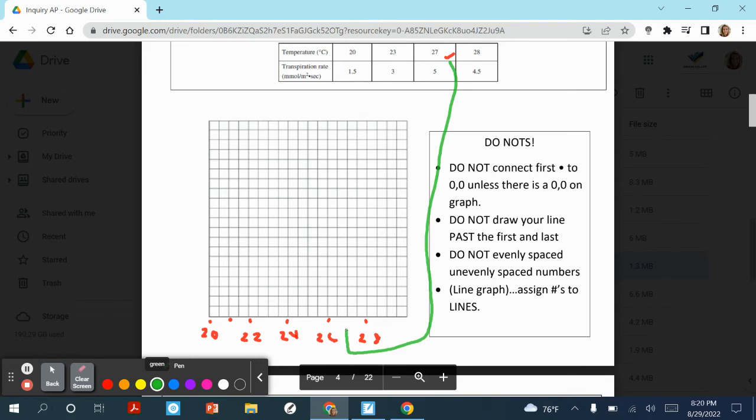So then someone reading my graph is going to know at 27 degrees Celsius, my transpiration rate is 5, okay? Also, let's go ahead and, again, we should have transpiration rate. If you don't have it, go ahead and put it in there, transpiration rate, and put your units, just like we have here.